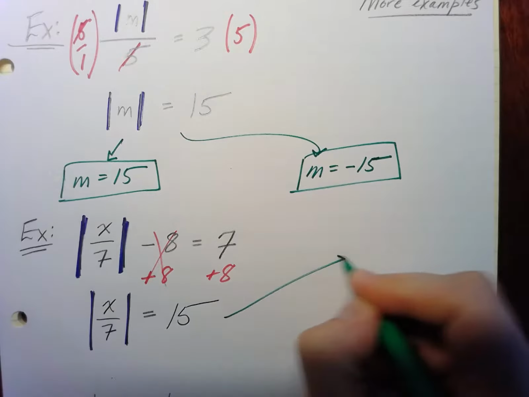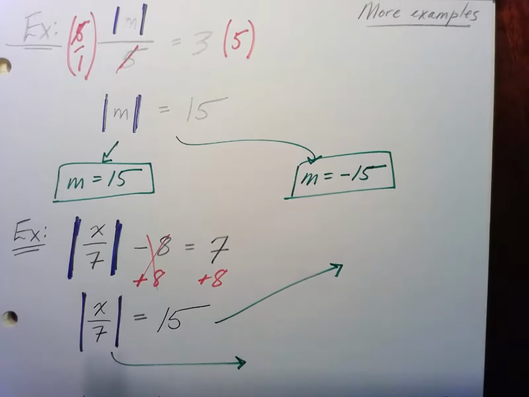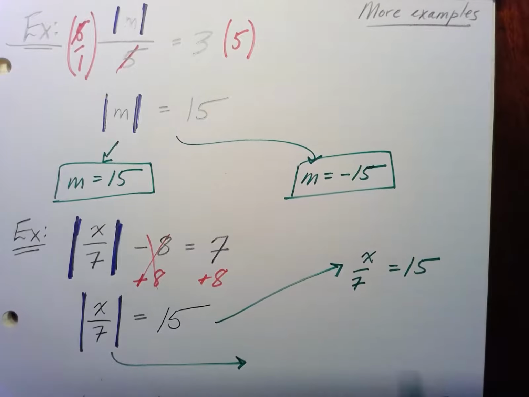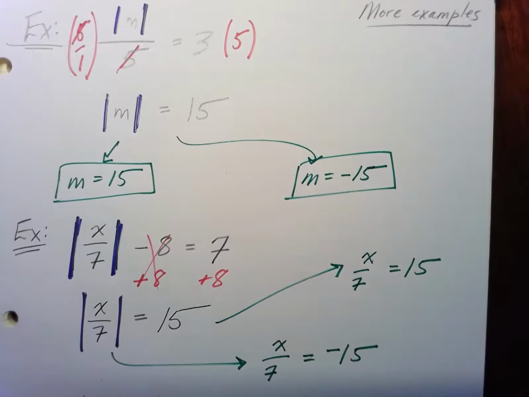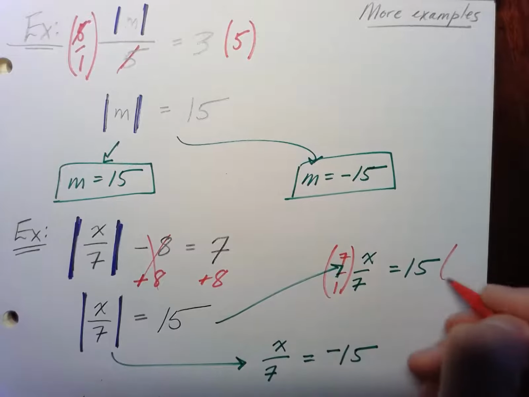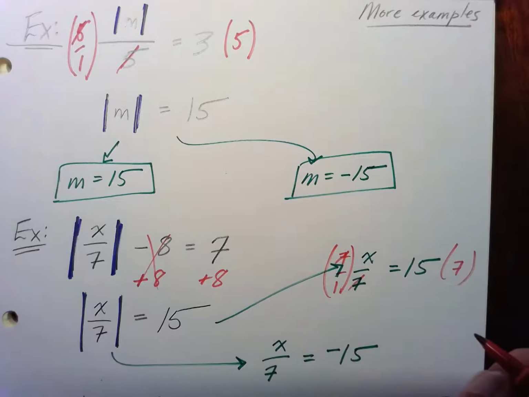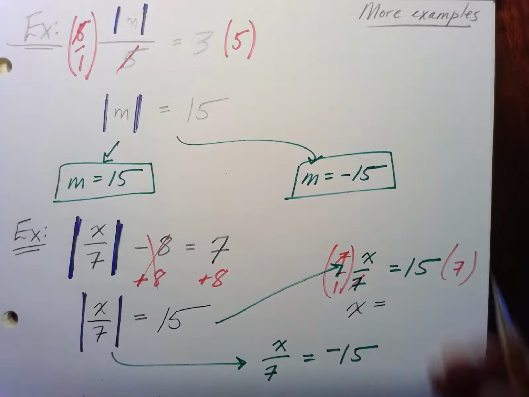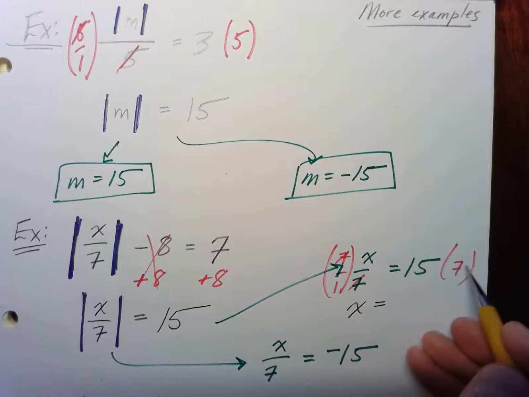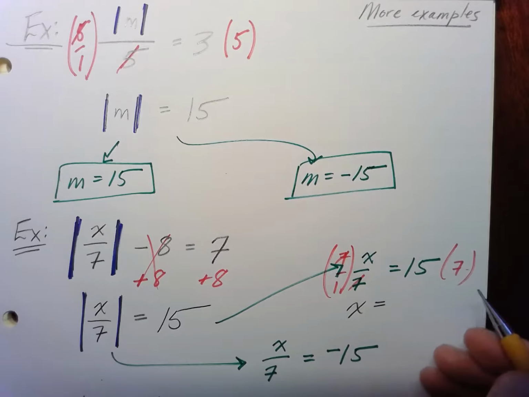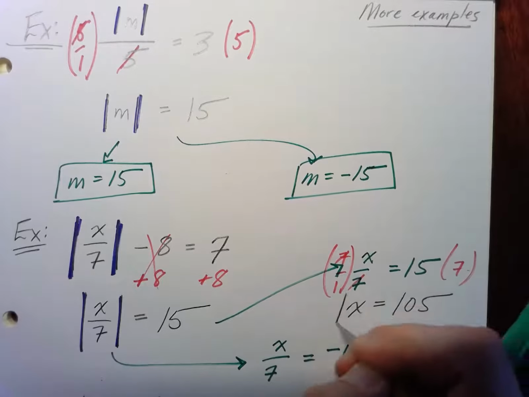So the first case is just the same thing without the absolute values, and then I have the negative version of it. Now I'm going to multiply by 7, which is my inverse operation, and those cancel. So now over here I have x, and I have 15 times 7. Well, 10 times 7 is 70, and 5 times 7 is 35, so 70 plus 35 is 105.